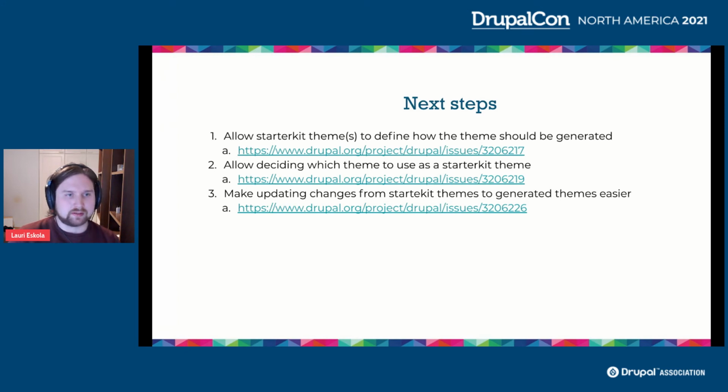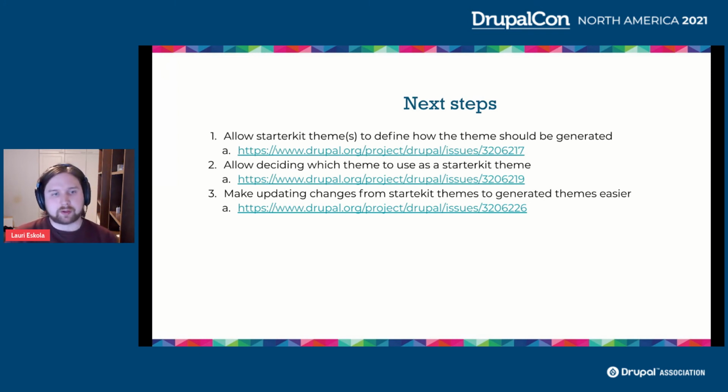We'll also need some more work to be able to allow deciding which team to use as a starter kit team. That would essentially mean that you could use some contrib teams or maybe Olivero or something else as the starter kit team. So right now we only have this one starting point, but in future the CLI command could allow other teams to be used as well.